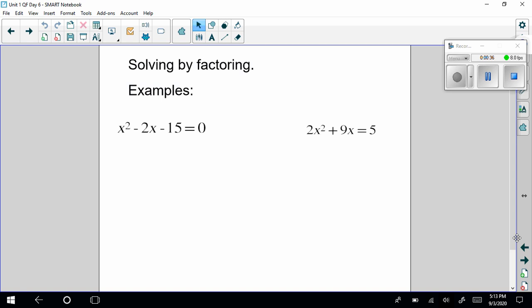All right, so these examples we're going to solve by factoring. So this is the case where the a value is equal to 1, so it's easy to factor. You always have to have these set equal to 0. Always.